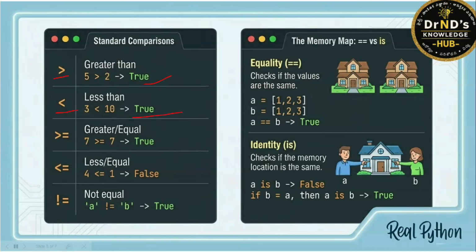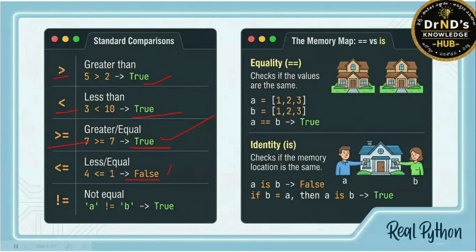Greater than or equal to operator. If you type 7 greater than symbol followed by equal and enter 7 again, click enter, Python returns true. Less than or equal to operator. Example, if you type 4 less than or equal symbol and 1 and click enter, Python returns false.